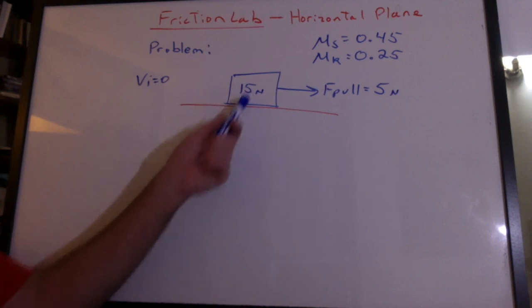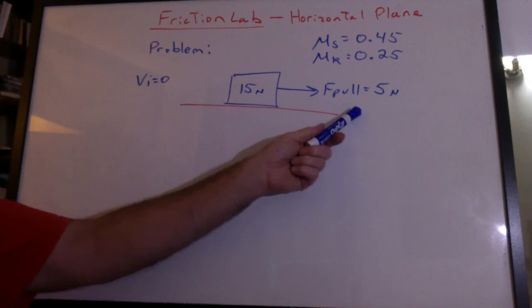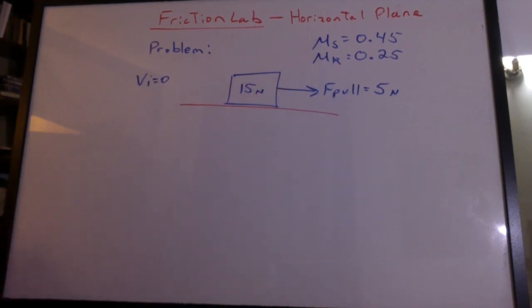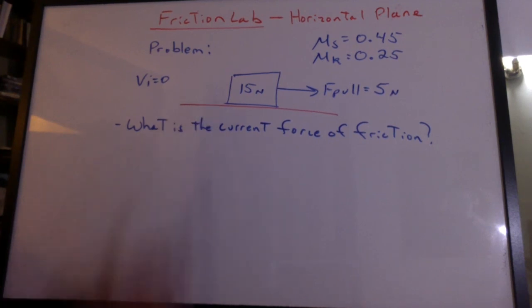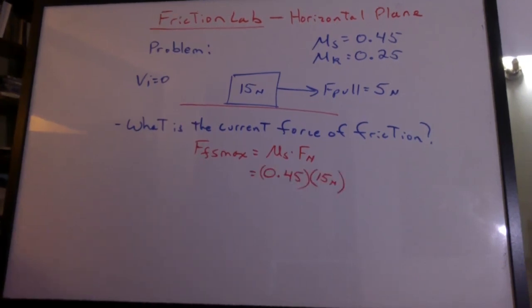I take a block, I place it on a plane. Initially, it's 0 velocity. I'm pulling with 5 newtons, and here are my coefficients of friction, static and kinetic. Well, we can ask, what is the current force of friction? First thing a kid is going to say is, is it moving? Well, not initially. Why don't we find out what the maximum static friction is? We write the formula, put in our values, and we get 6.75 newtons.